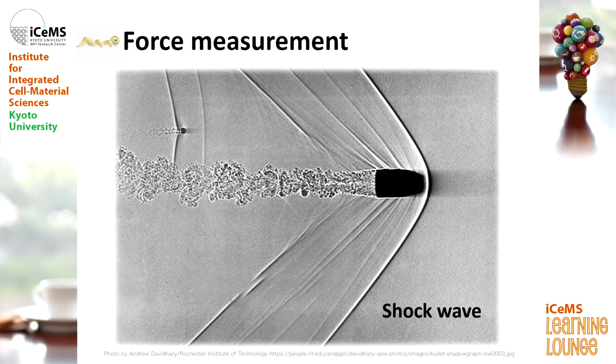This image is the bullet traveling in the air with the speed beyond the speed of sound. When the object is traveling with that high speed, then the air will be compressed, and this will make the shock wave. Shock wave is nothing but the wave of the pressure. So if you are standing at the front of the wave edge, then you feel the pressure. So we generate this shock wave in the lab to measure the adhesion force.